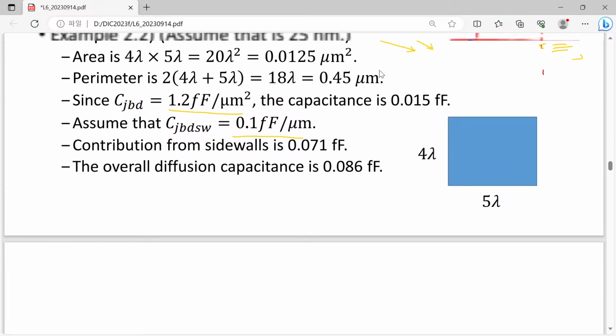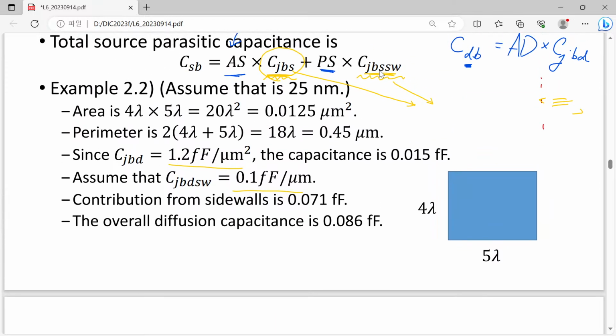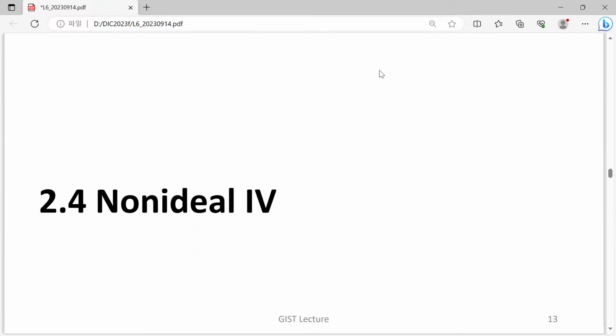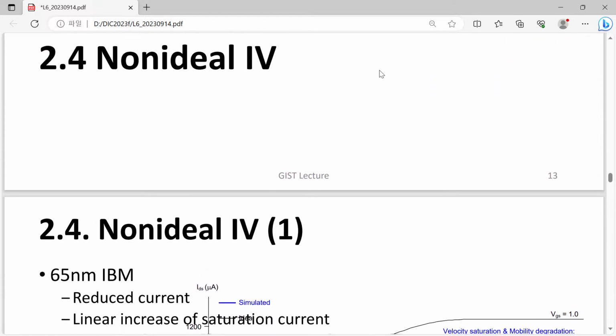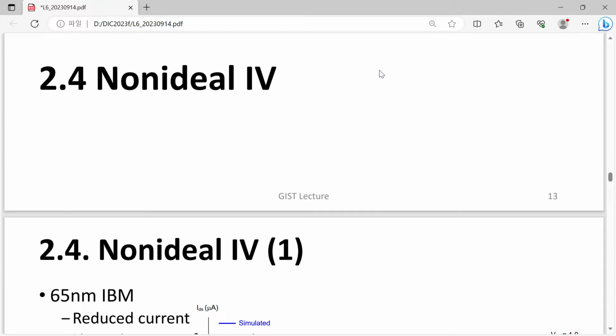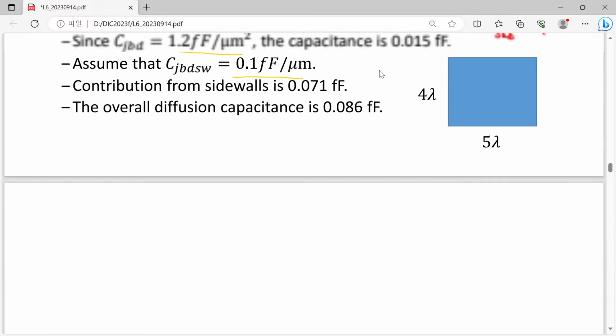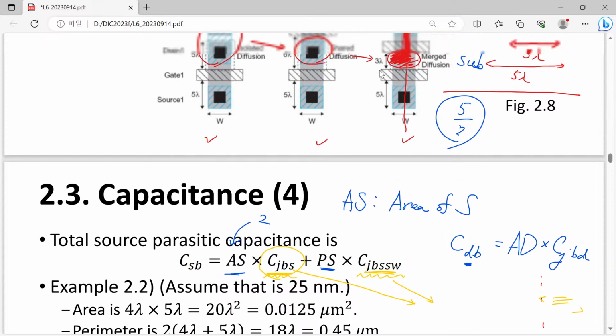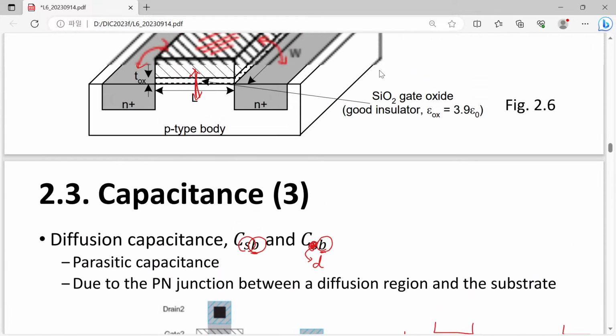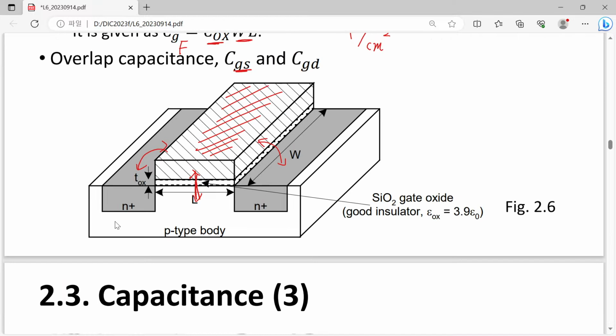Because why do we have to have reduced capacitance? Because this just delays the speed of our circuit operation. Okay, that was a really simple description about that one. Here I have one thing to tell you. Here we have a source and drain.